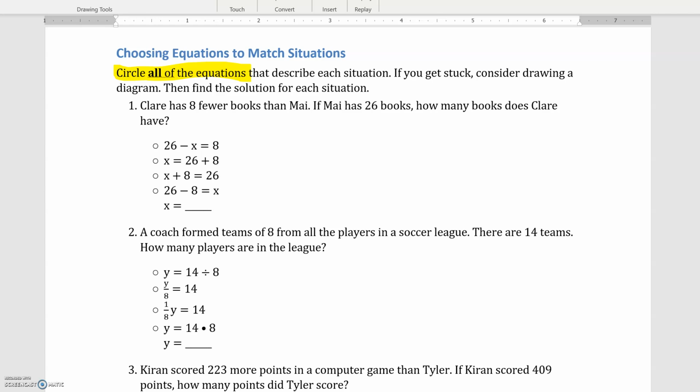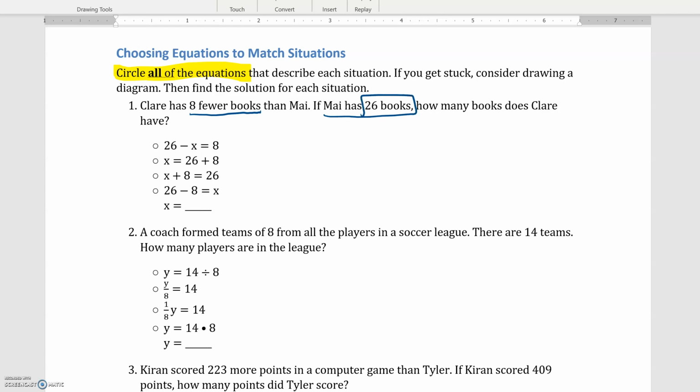Let's think about what our variable means and how we can draw a picture to help represent that situation, to help us find what equations match. So here's a model for number 1. Claire has 8 fewer books than Mai. Looking at that sentence, I know that Claire has less books than Mai. If Mai has 26 books, how many books does Claire have?